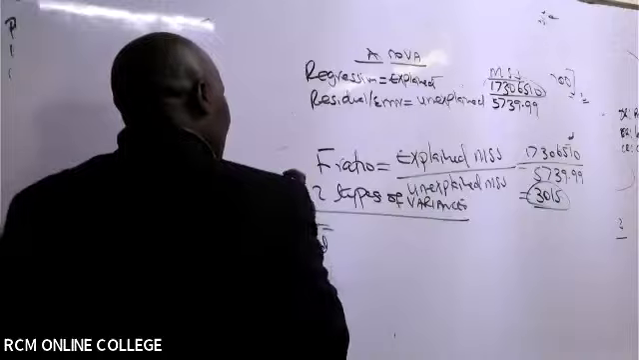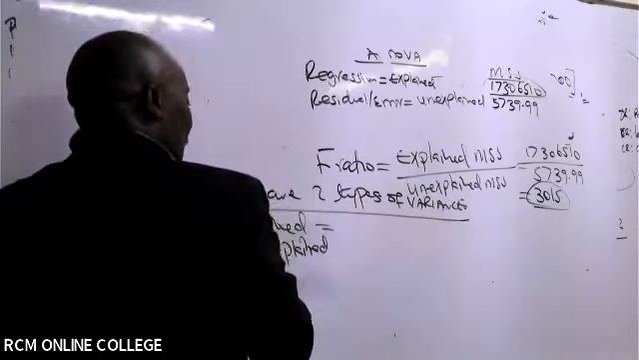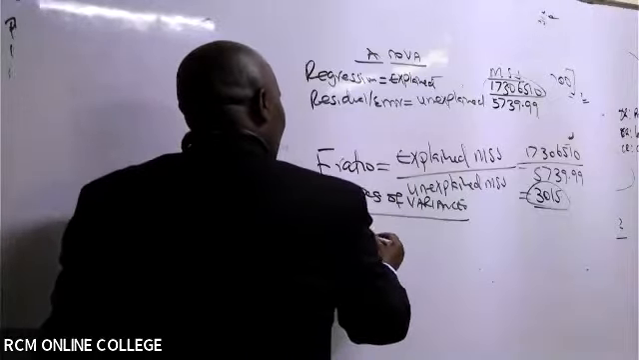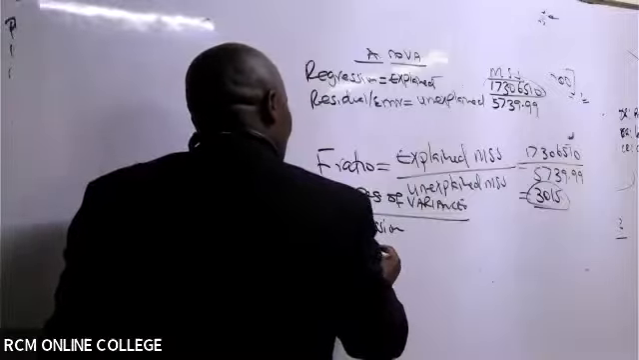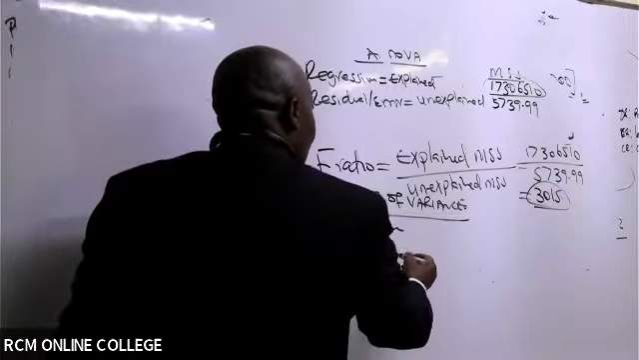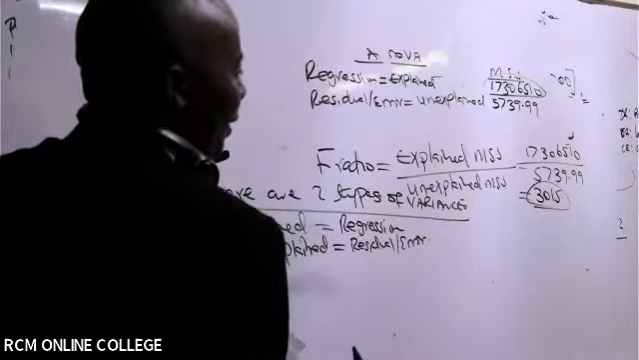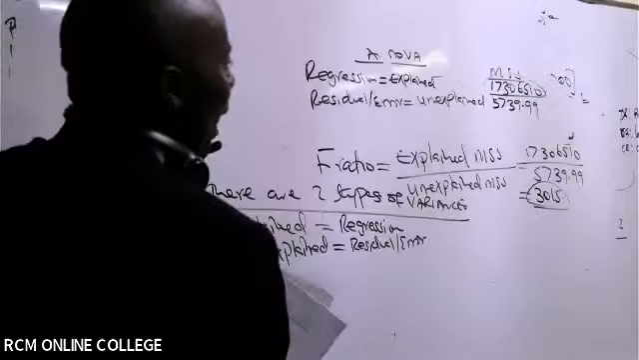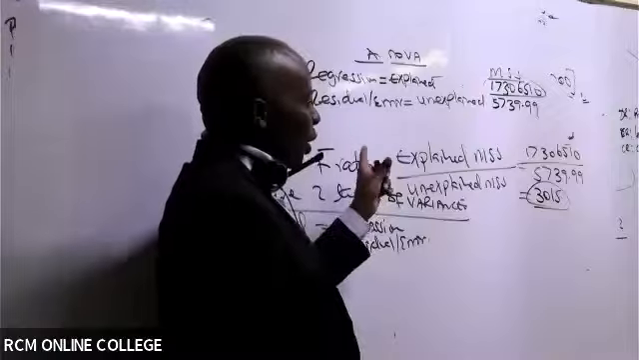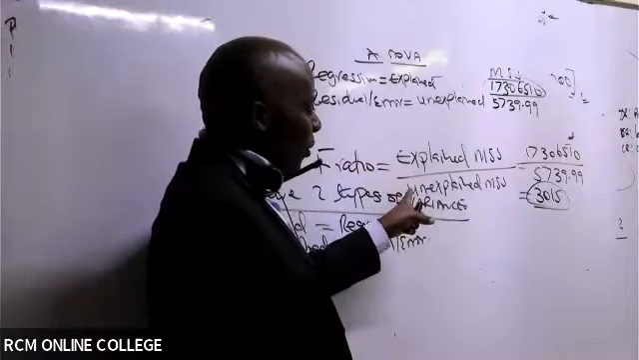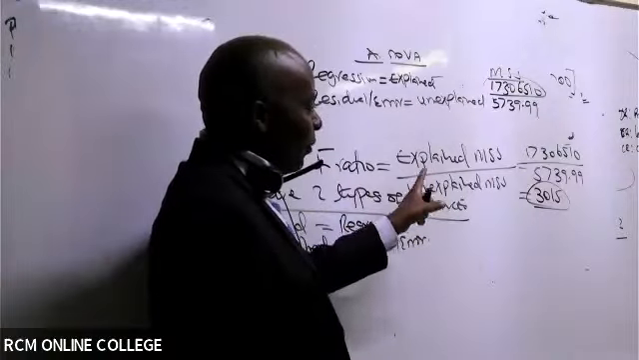The explained ones are the ones regression is able to give us their values. That is why the explained ones, we call them regression. And then we have unexplained, also known as residual, or errors. And how do we get the F ratio? To get the F ratio, we take explained MSS over unexplained MSS. Remember, MSS is mean sum of squares.